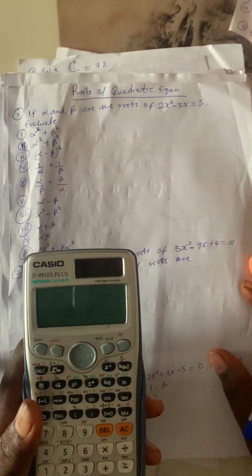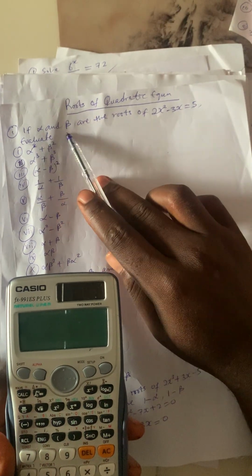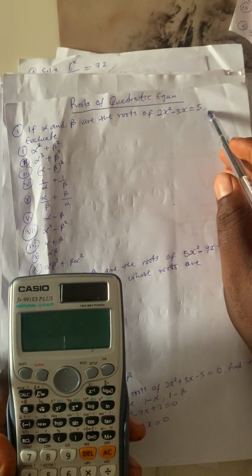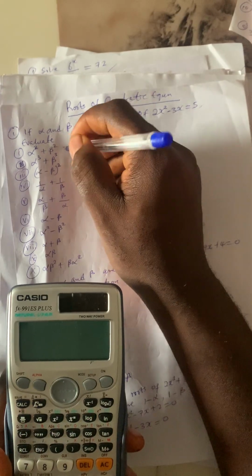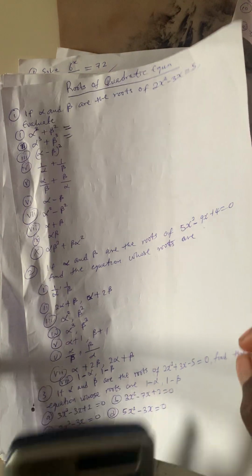Now, the first thing you will do. For this particular one, the question says: if alpha and beta are the roots of 2x squared minus 3x equals 5, evaluate alpha squared plus beta squared, alpha cube plus beta cube, like that. But let me show you how to do it.